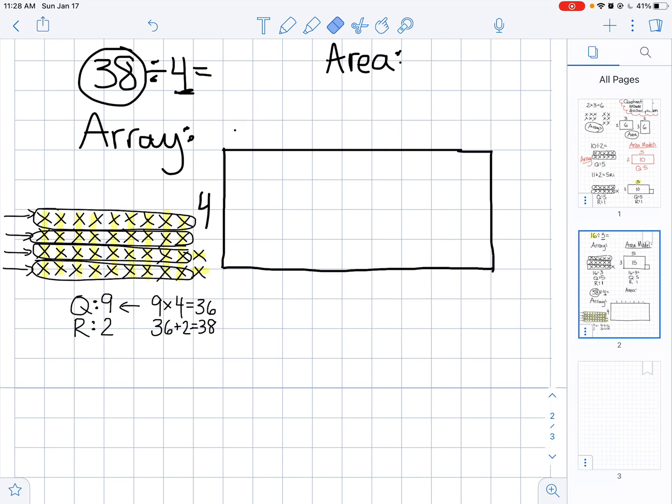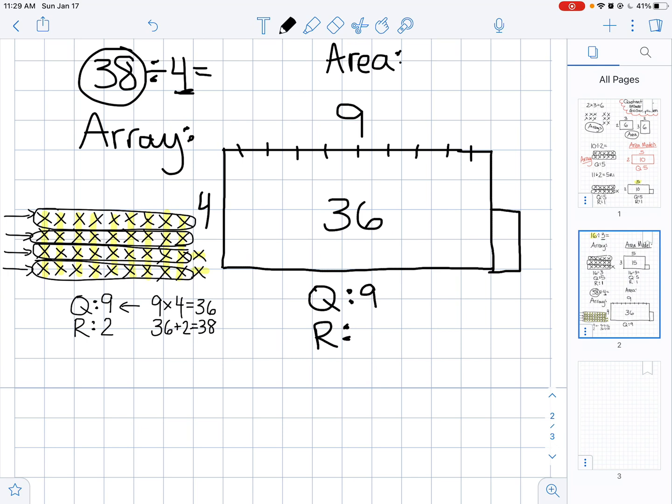I'll erase my little lines here. And that's 36, and I know I need to have 2 more to make 38. So I know that made 36 when I skip counted. And now I'm going to check what my side length actually turned out to be. 1, 2, 3, 4, 5, 6, 7, 8, 9. And now I can label my side length. And remember, that part, that's your quotient. So my quotient is 9. And I have a remainder of 2 left over that don't fit nicely into that neat rectangle.